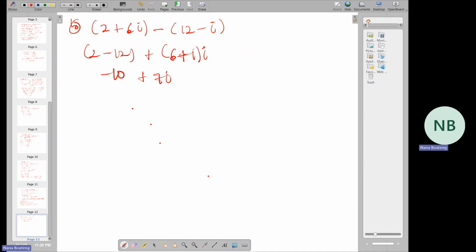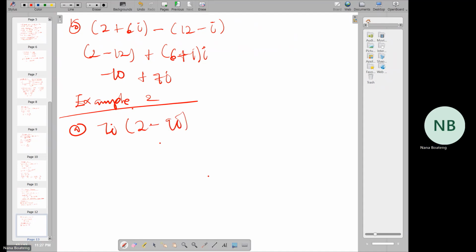All right, let's look at another example, where we try to multiply complex numbers. For example, if we have a, we have 7i times 2 minus 9i. We multiply through by 7i. 7i times 2 minus 7i times 9i. 7i times 2 is 14i.